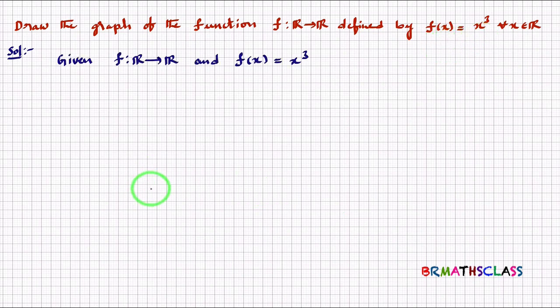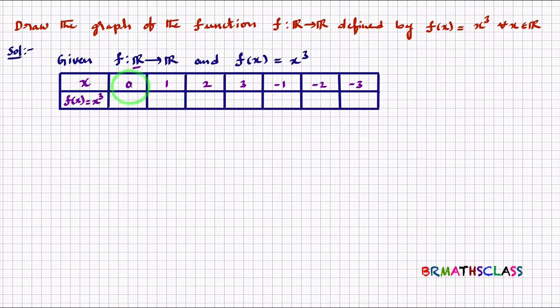First, I have written the given information. What is given? f is from real numbers to real numbers. It tells us that this function's domain is all real numbers, the codomain is all real numbers, and f of x is defined as x cube. To draw the graph of f of x equal to x cube, I'll take x values and functional values like this.